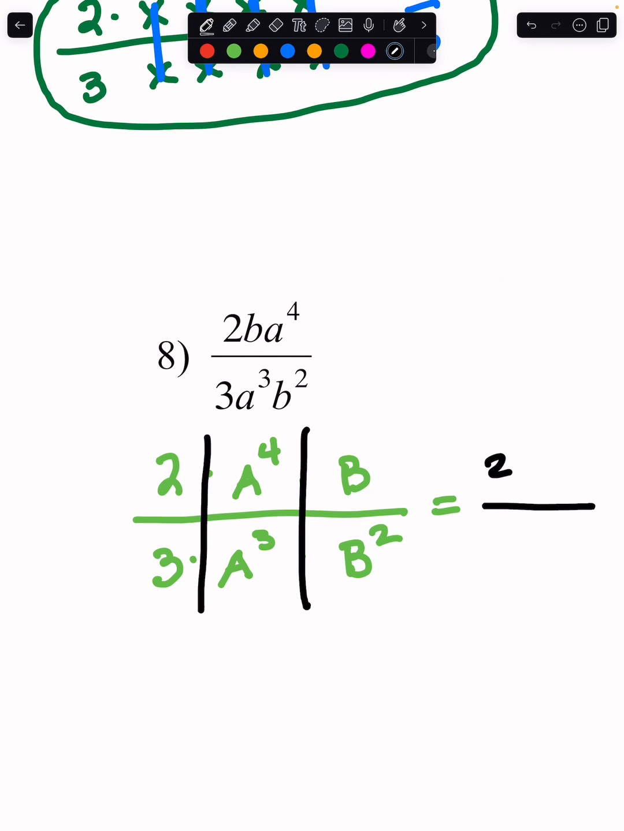3 of these is going to cancel with 3 of those, leaving me with the 1 on the top. This 1 right here is going to cancel with 1 of these, leaving me with 1 on the bottom. Or you could just write 2. You don't actually even have to have these ones. So ta-da, they disappear. So this is my final answer.